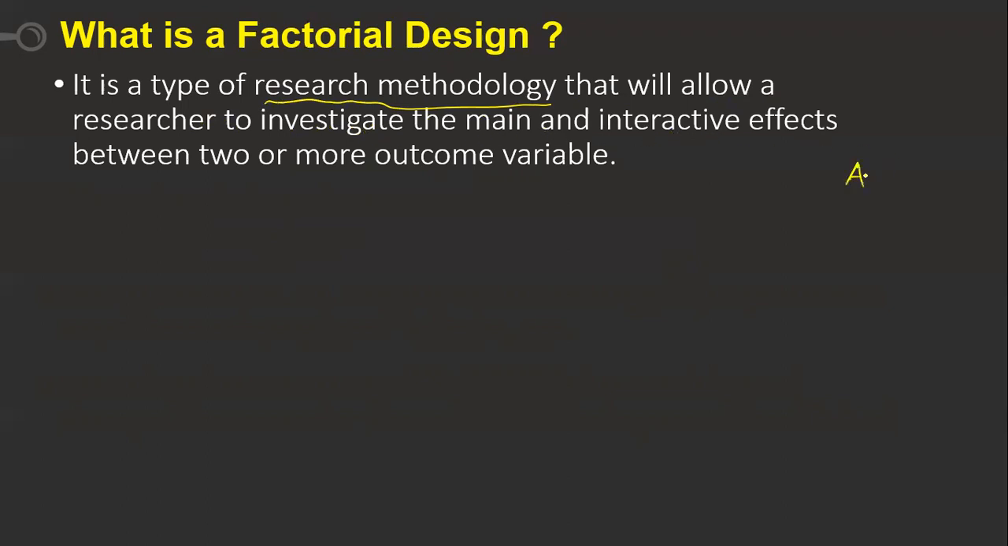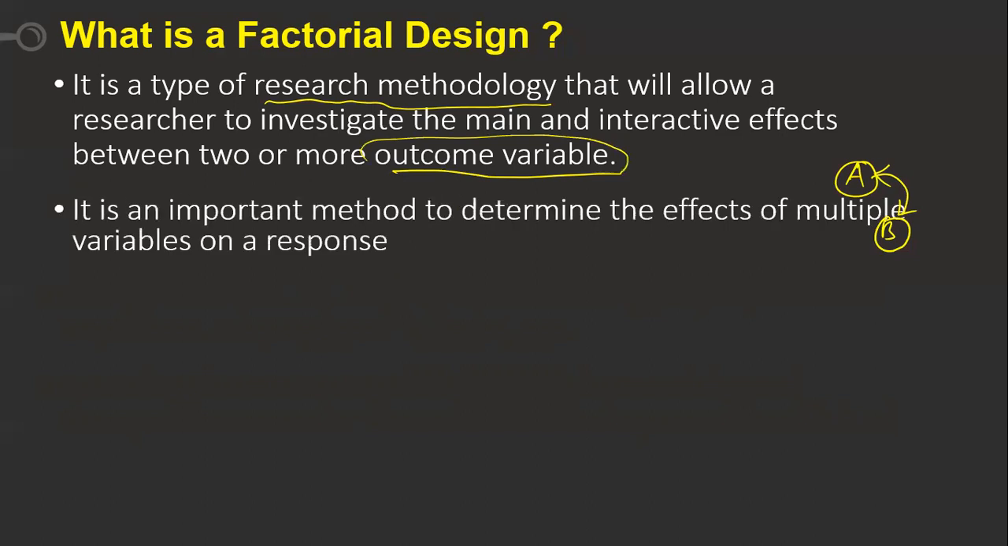For example, there is a factor A and a factor B. Does it directly influence the variable? That's what we are finding out. Otherwise, is there any interaction between these two? That's also what I am going to study. That is what factorial design is about. Now, there can be two or more variables and an outcome variable. It is an important method to determine the effects of multiple variables on a response.